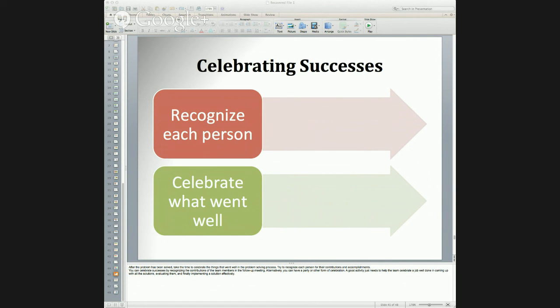There must be follow-up meetings. Remember this: there must be follow-up meetings. It's a must.